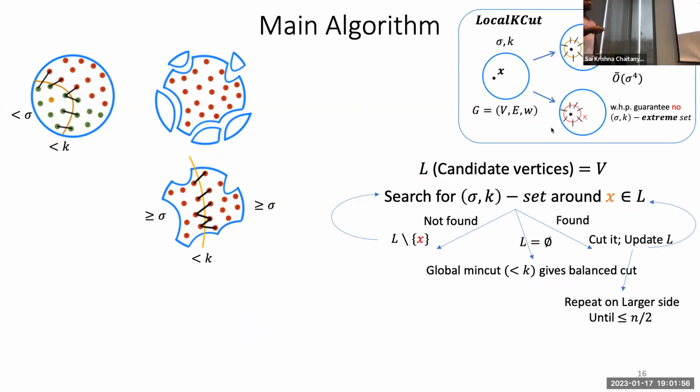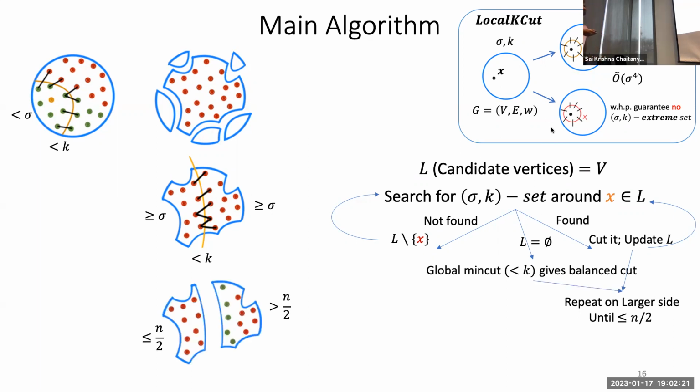And this is the min cut, so it is the unique min cut in the contracted graph. So this will become a sigma K extreme set, and that contradicts that there is no sigma K extreme set containing any of these vertices. That is why both sides have to be greater than or equal to sigma.